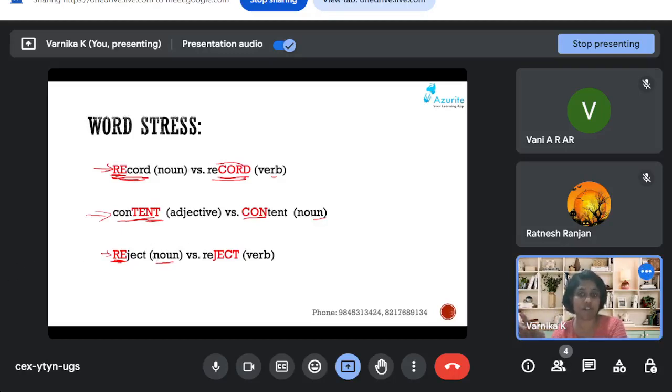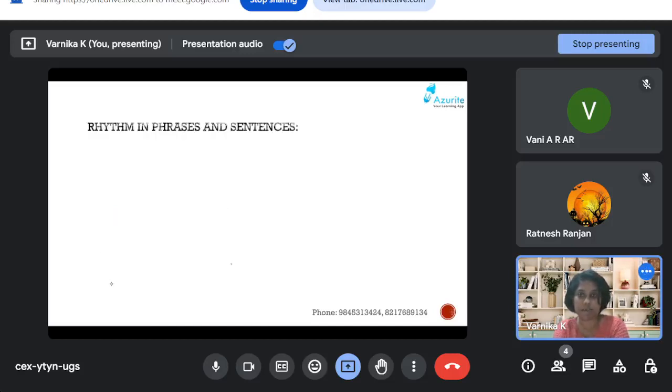It's a noun. Okay, if I'm saying reject this piece, it is defective, then I will put the stress on the last part of the word, reject. Reject and reject. So these are some commonly used words that use word stress. Make a note of them.